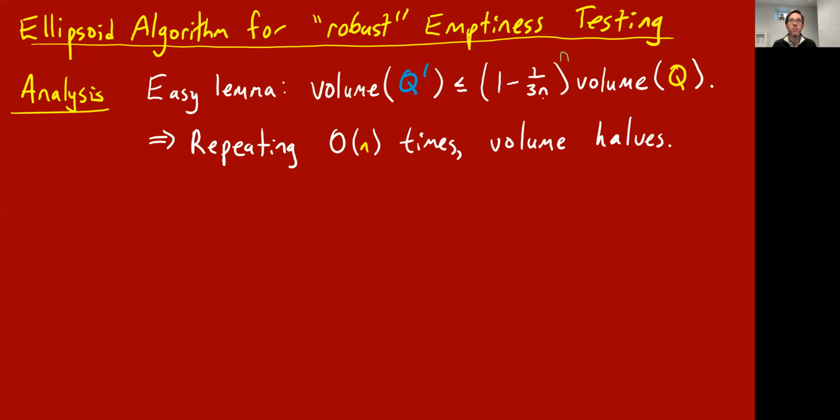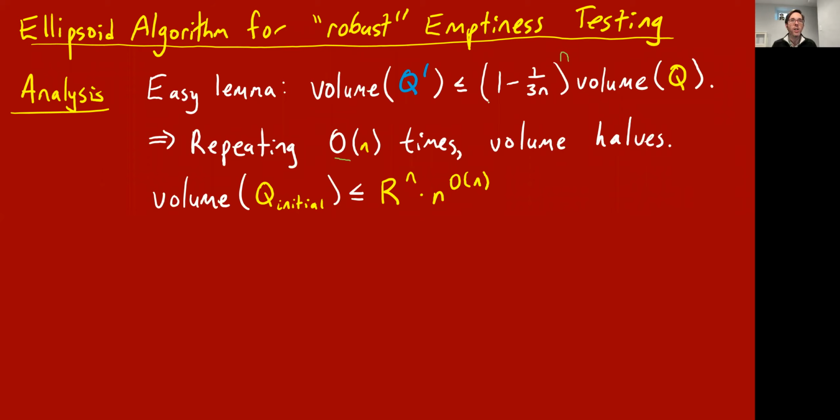And that's like x of minus 1 over 3n to the power of n. That's like a constant. So repeating it like a constant times n number of times, the volume goes down by a constant factor. So you're really making a lot of progress. And you can do this even more times to now start driving the volume down geometrically. So now it's a pretty easy calculation as well.